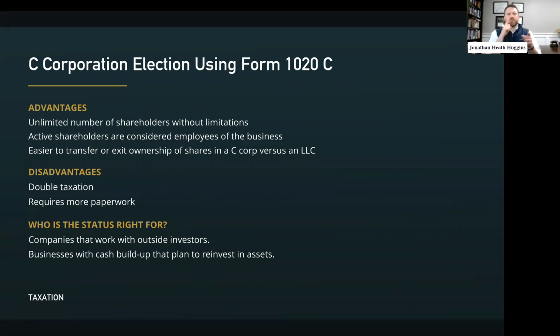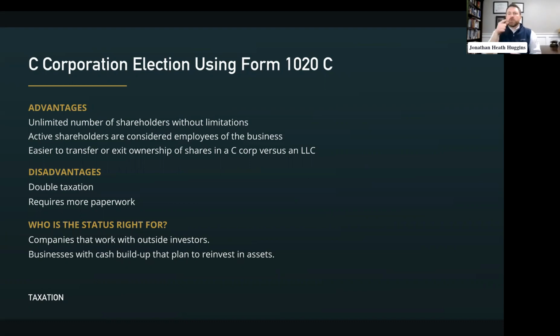Okay, great. A C Corp. A C corporation is more for big companies. They have an unlimited number of shareholders, no limits, and there are different share classes as well. It's easy to sell your shares.